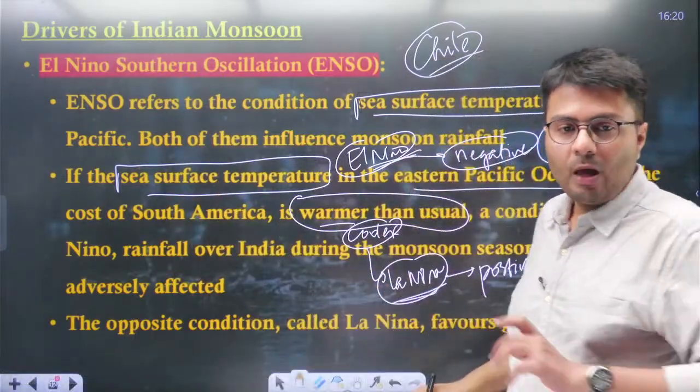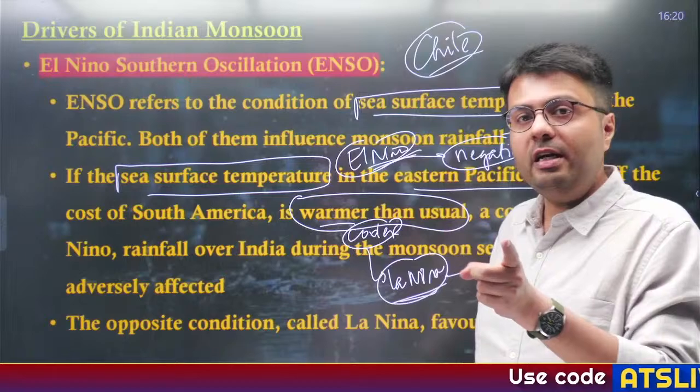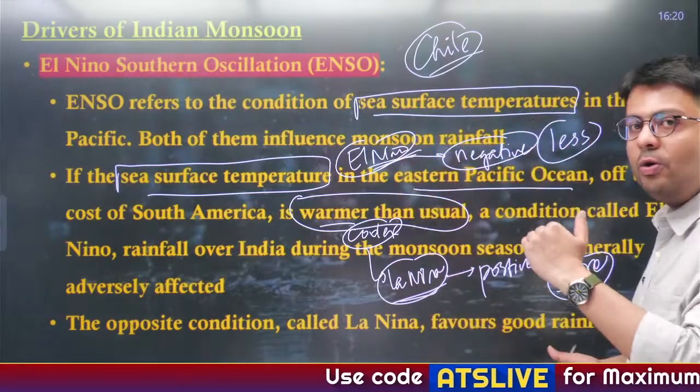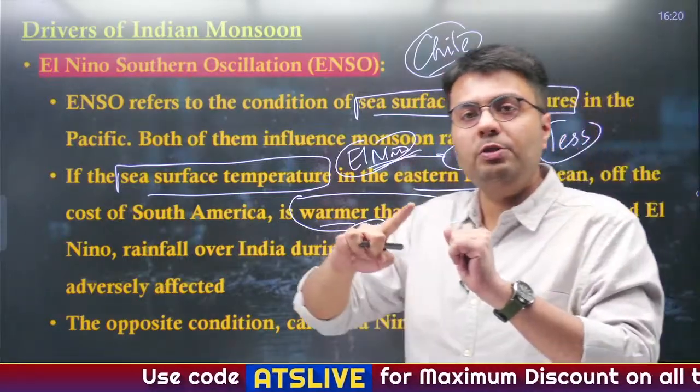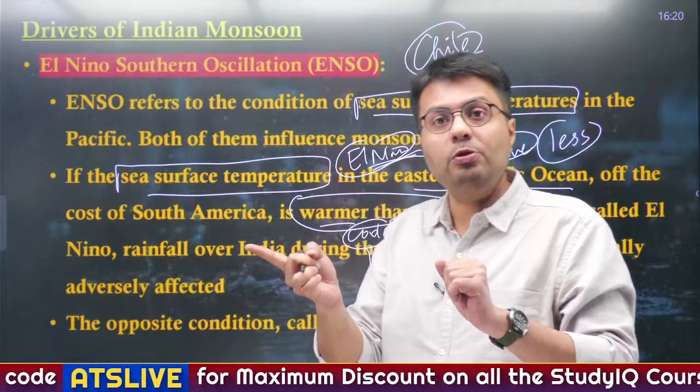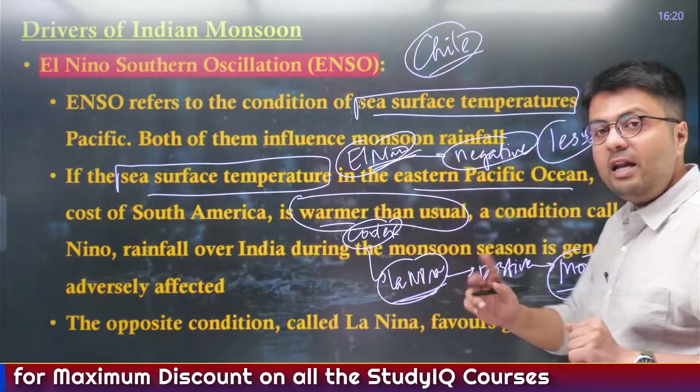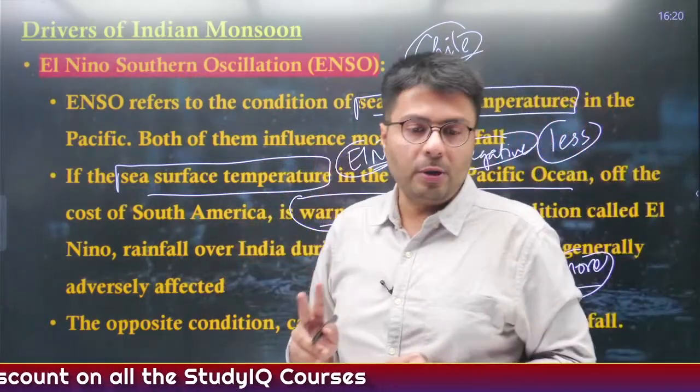Understand this? How El Nino or La Nina might affect Indian monsoon? This is quite clear. El Nino negatively impacts Indian monsoon, which means it will lead to a lesser amount of monsoon in India. Similarly, La Nina will lead to a higher amount of monsoon in India.